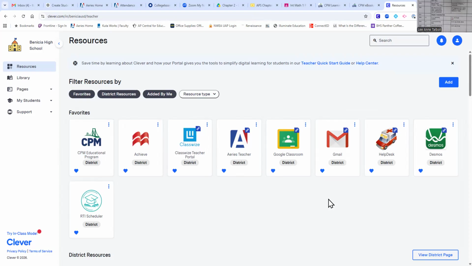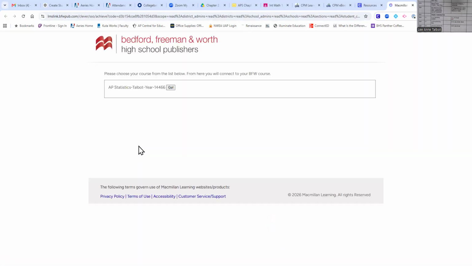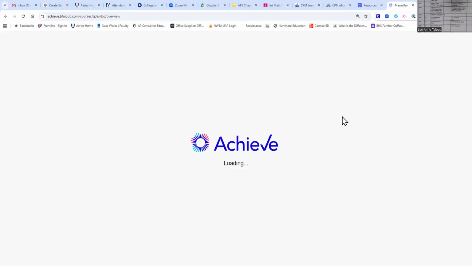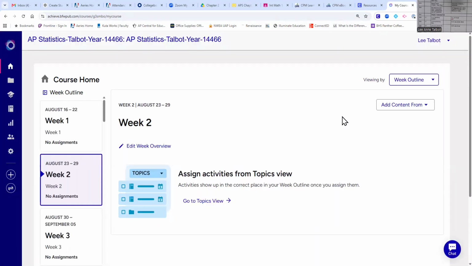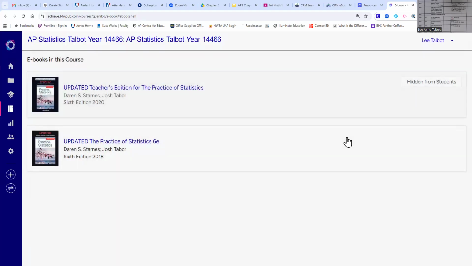So the textbook is called Achieve. It's this squiggly red dealio. If I were you, I would click the little heart on it so it would be at the top of the page. It's going to say AP Statistics. You might have multiple Achieve books. I know a couple of other ones use Achieve also. The ebook is over here. If you go over here, it opens up. You probably won't have the teacher one.